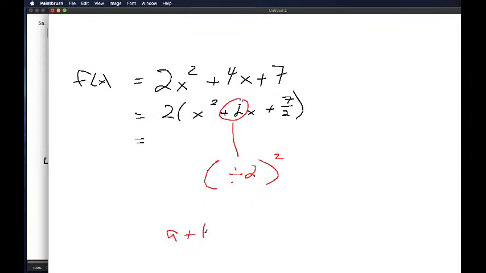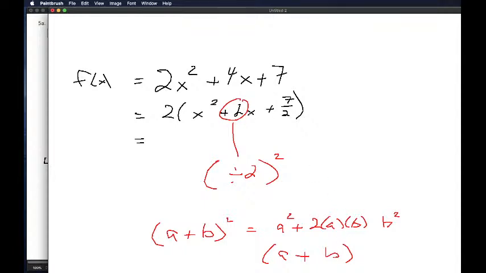If you have something like this, the theory is this: if you have a plus b squared, you always are going to get a squared plus 2 times the first term times the second term plus b squared. Okay. So if this is the case, what completing the square does is that you need this piece here squared so that you can have a perfect square. So what I'm doing is I'm taking this here and dividing it by 2 and squaring it so that I have this b squared, so I end up getting a perfect square.